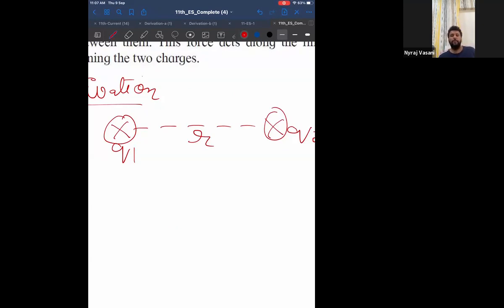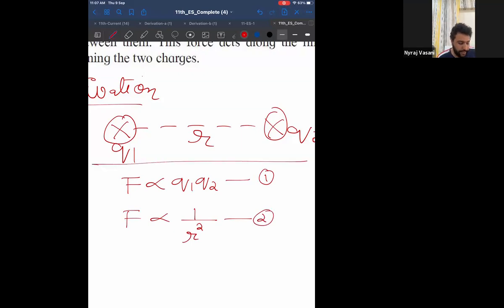Full stop. From Coulomb's law, write down equation 1 and equation 2. Did you understand the meaning of the equation? Look at the screen. From Coulomb's law, I can get force is directly proportional to the product of the magnitude of charges. That is equation 1. Force is directly proportional to 1 by r square, or inversely proportional to r square. That is your equation 2.